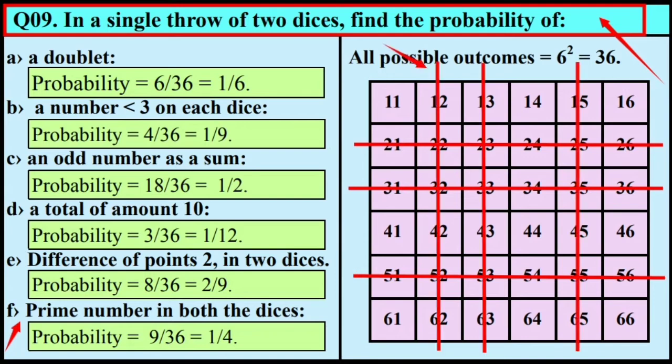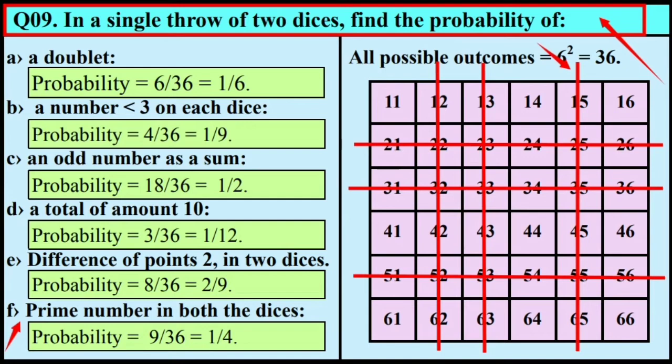Observe column number 2, which says the points obtained in second dice is 2, a prime number. Observe column number 3, which says the points obtained in second dice is 3, a prime number. Observe column number 5, which says the points obtained in second dice is 5, a prime number.